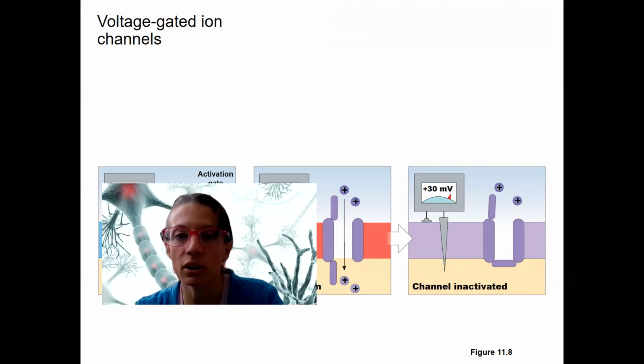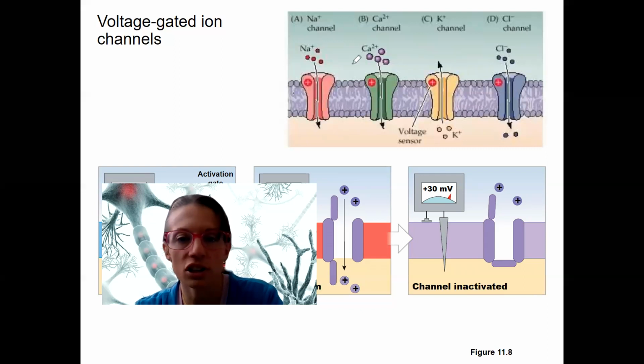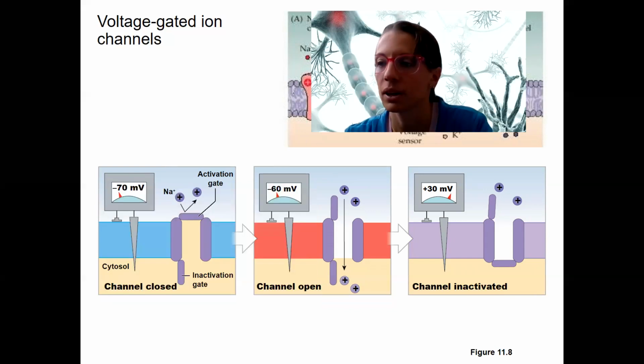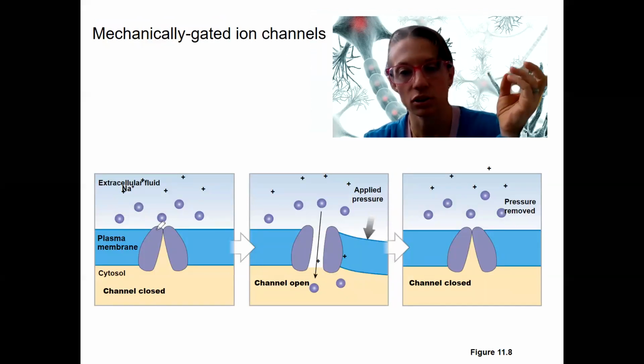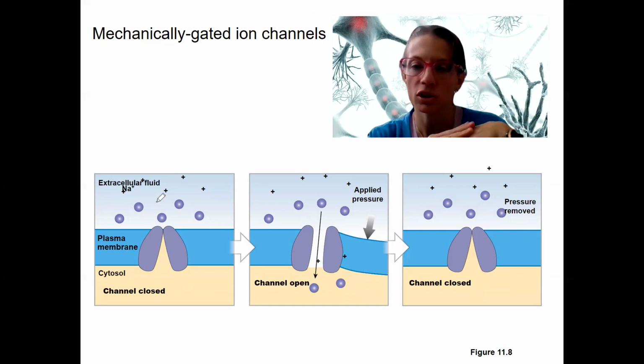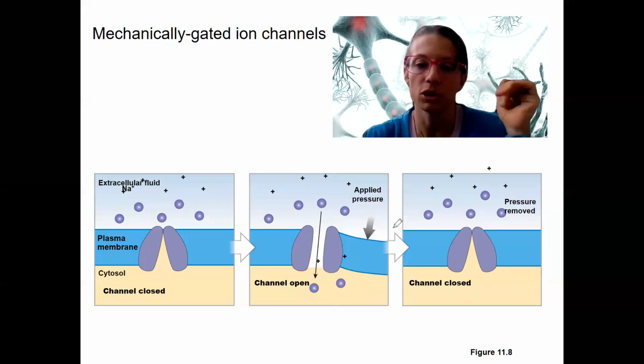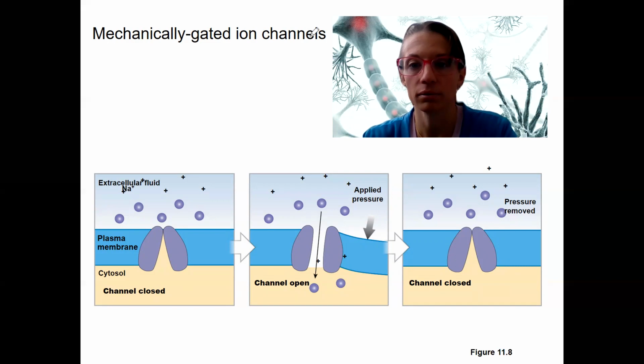I just want to show you here that there are different channels for each type of ion. There's voltage-gated sodium channels, voltage-gated calcium channels, voltage-gated potassium channels, etc. Lastly, mechanically gated ion channels. This would be an example for like touch receptors in your skin, where it's actual physical distortion of the plasma membrane that causes the protein to open, the channel to open. So pressure applied or removed. This is also important for hearing, actually. So this is another way that gated ion channels can open.